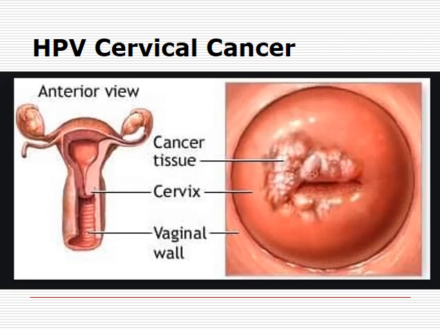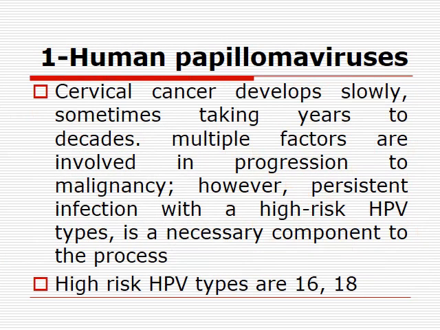This is the cervix to see where is the position, and below it is the vagina, and above it is the uterus. So, the patient is examined by speculum examination, and to the right we see how the cancer started. Cervical cancer by human papilloma develops very slowly, sometimes taking years to decades. Multiple factors are involved in progression to malignancy.